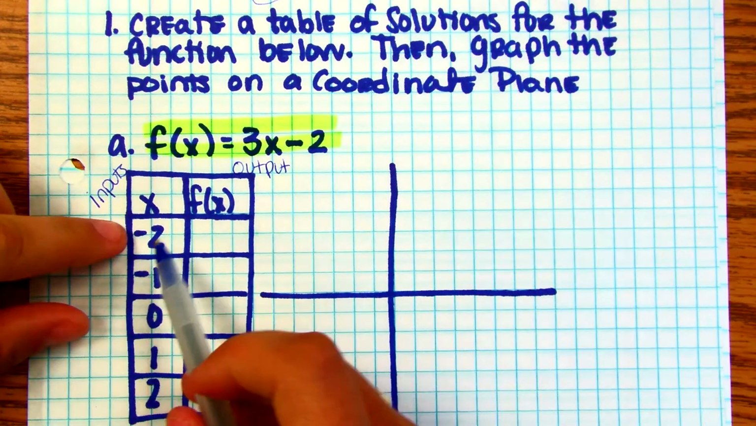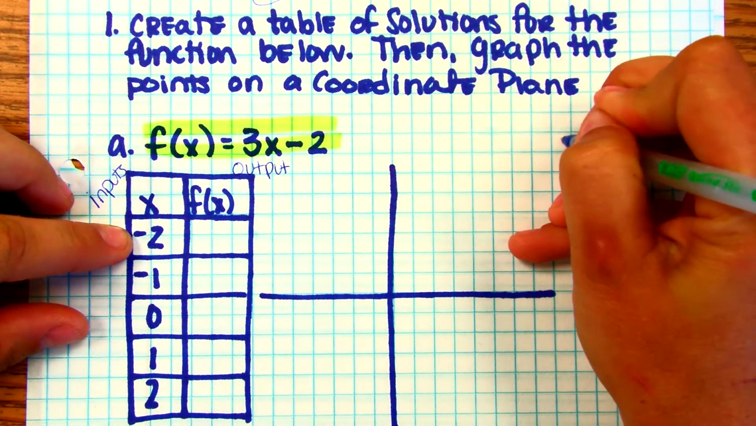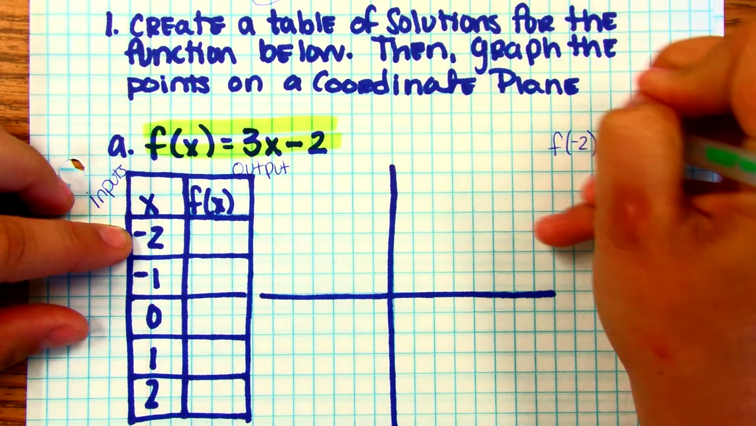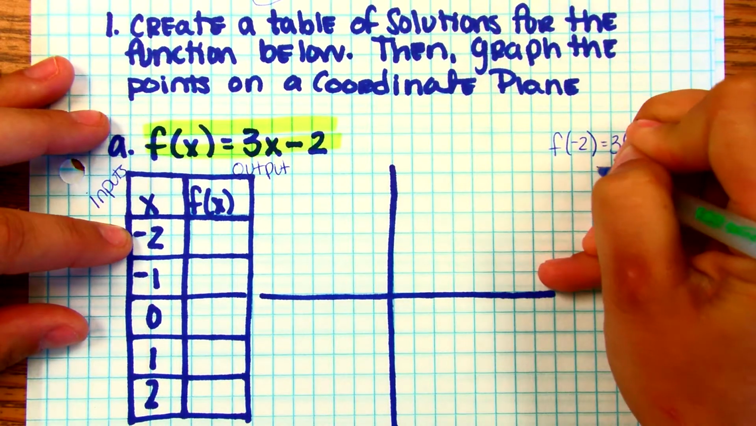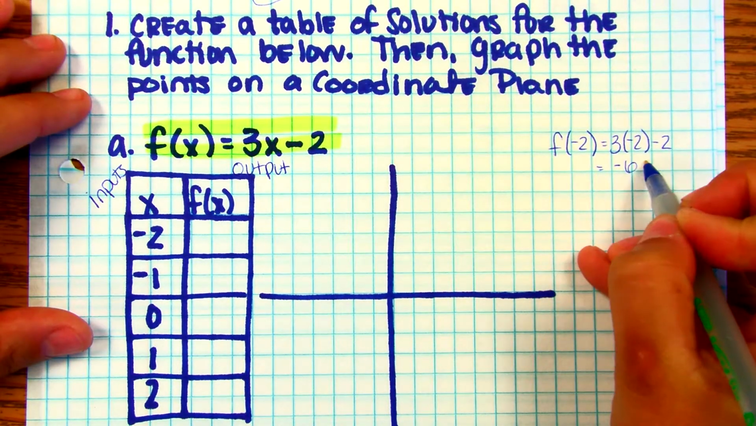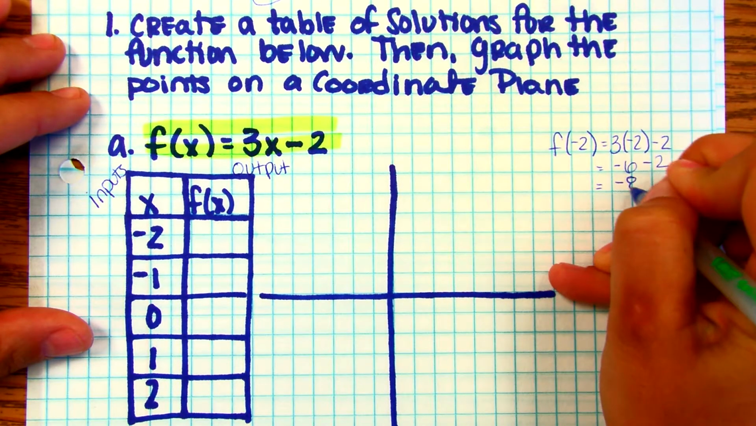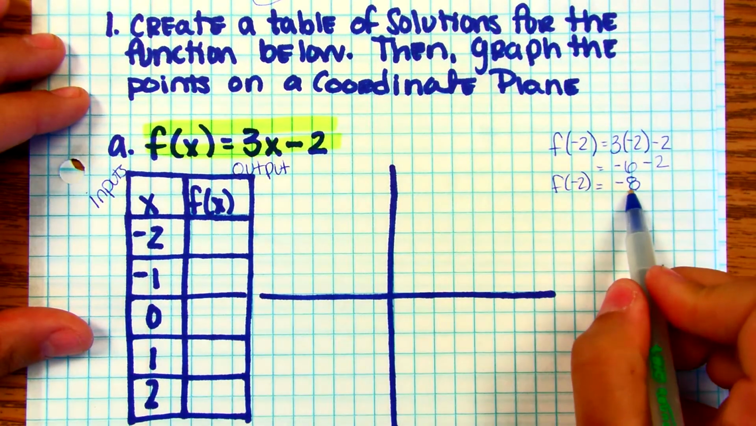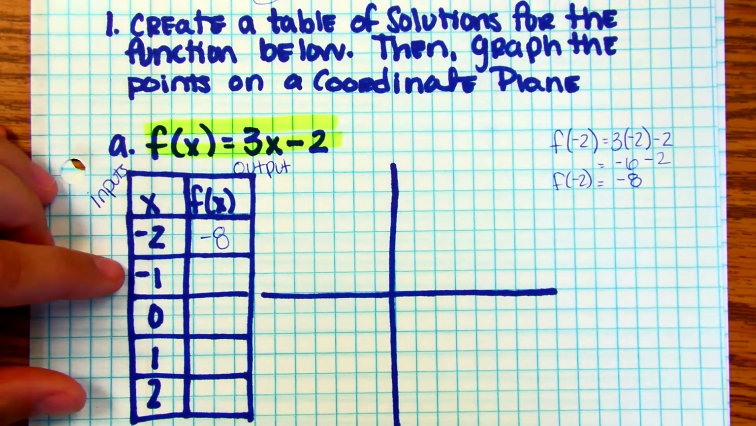So to start, we're going to take x equals -2 and substitute it in. So we're really going to do f of -2, which will be 3 times -2 minus 2. Then we simplify. Positive times a negative is a negative. 3 times 2 is 6, minus 2. And 6 minus 2 is -8. So f of -2 is -8. We're going to put this value right here.